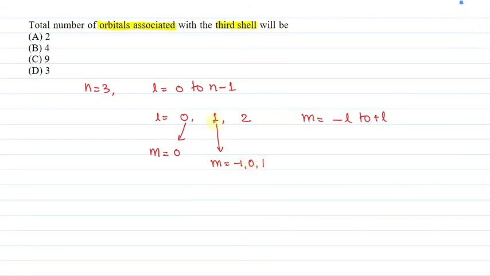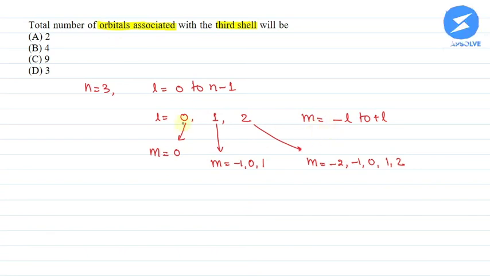1, minus l to plus l, minus 1 to plus 1. And for l equals 2, the values of m will be minus 2 to plus 2, so minus 2, minus 1, 0, 1 and 2. So the total number of orbitals is given by the different values of m.